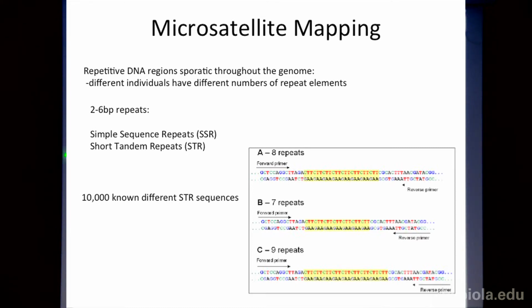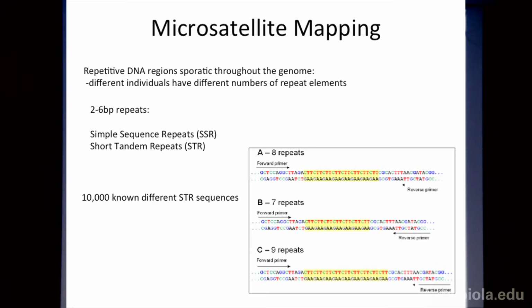These are also called simple sequence repeats, so SSRs, or short tandem repeats. Since they're short and then they just repeat right after one another, the repeats are in tandem. So these are called STRs. These are all the same thing. So if you see microsatellite, SSR, STR, we're talking about the same repetitive elements, okay?